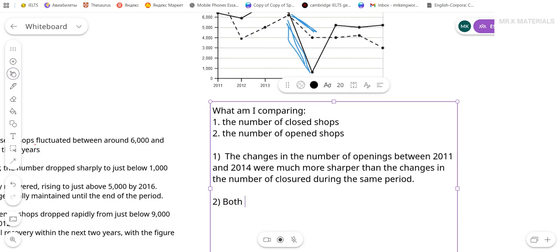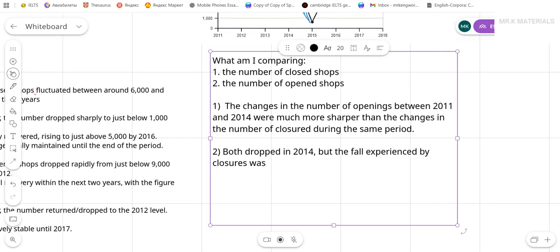Both dropped in 2014, but the fall experienced by closures was, and I want to show that the difference was big, so I say far, far more pronounced, far more noticeable. All right, that's it. I'm done.